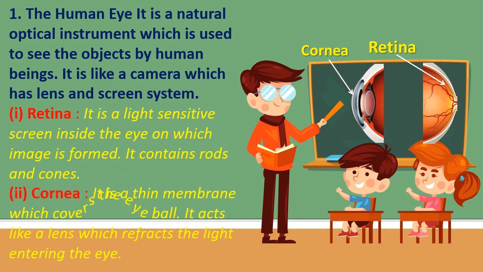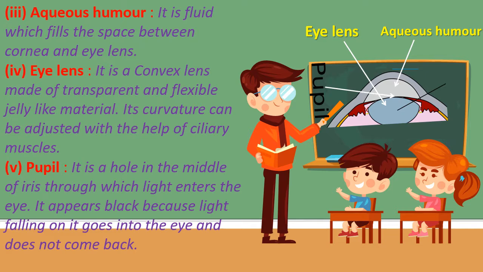2. Cornea. It acts like a lens which refracts the light entering the eye. 3. Aqueous humor. It is fluid which fills the space between cornea and eye lens. 4. Eye lens. It is a convex lens made of transparent and flexible jelly-like material. Its curvature can be adjusted with the help of ciliary muscles.